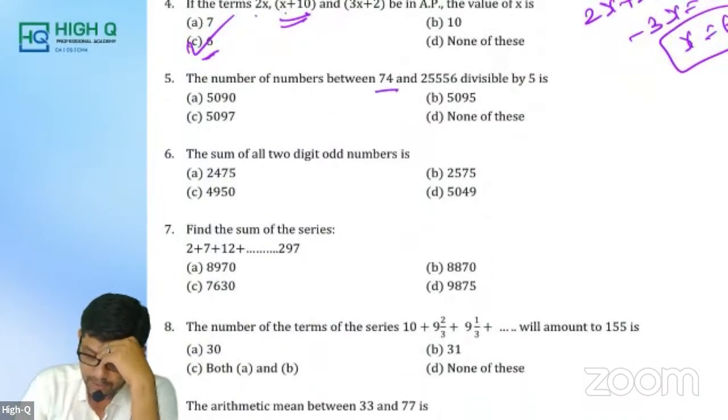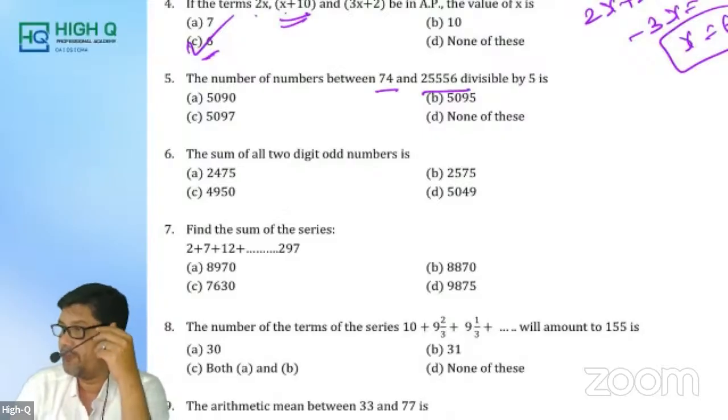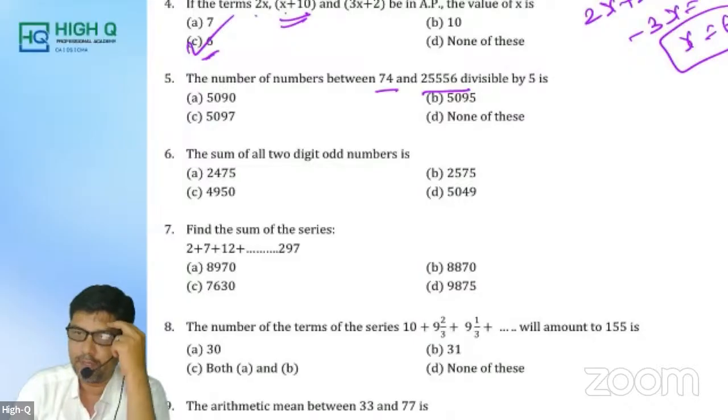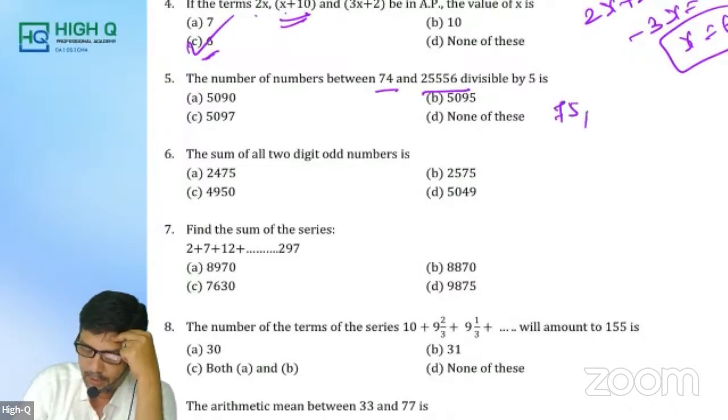The number of numbers between 74 and 25,556 divisible by 5. So what will be the first number which is divisible by 5, my dear? And the next number? Dot, dot. And the final number is going to be 25,555. Is that correct, all of you?